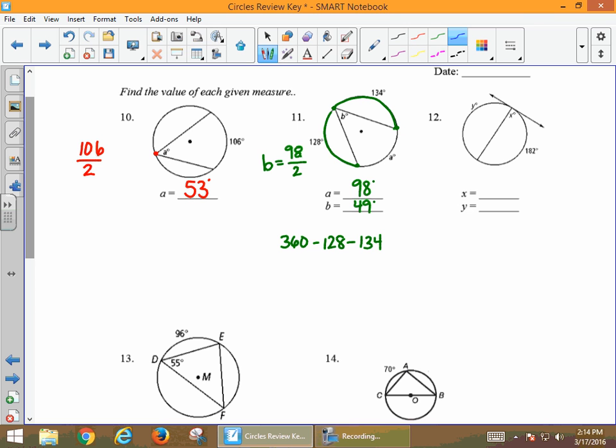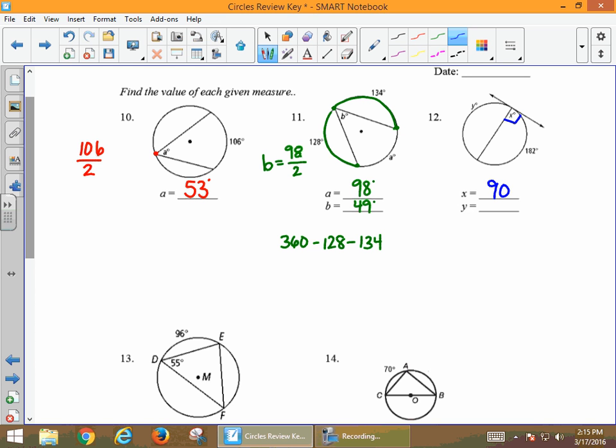Question 12. Question 12 shows you that a tangent line is running into a diameter of the circle. And we know that that has to automatically be 90 degrees. So X is 90. That's true for all tangents.